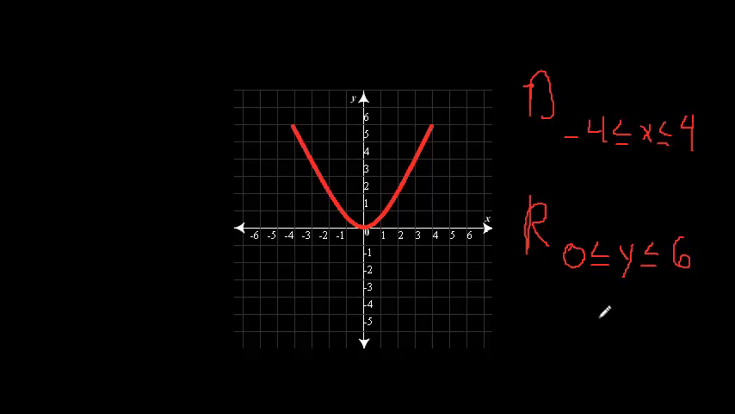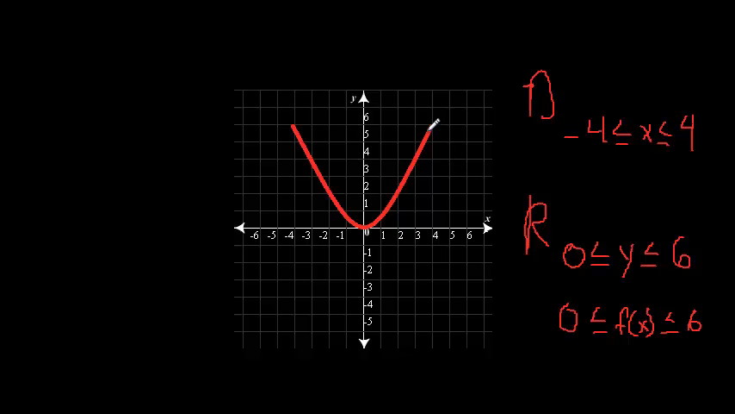You may also see this written as 0 is less than or equal to f of x, which is less than or equal to 6. Again, y and f of x are generally interchangeable.